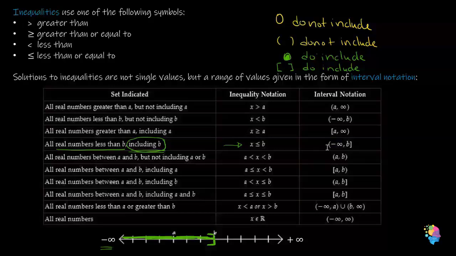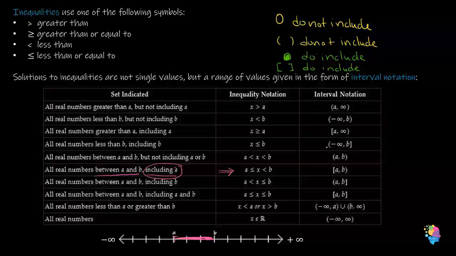Let's try one more example. Let's say that we want the interval notation of this inequality. That means that I want all the numbers between A and B, and this time I only want to include A. So then I shade from A to B. Since I am including A, it will take a bracket, and we know we are including it because it has this little line down here.